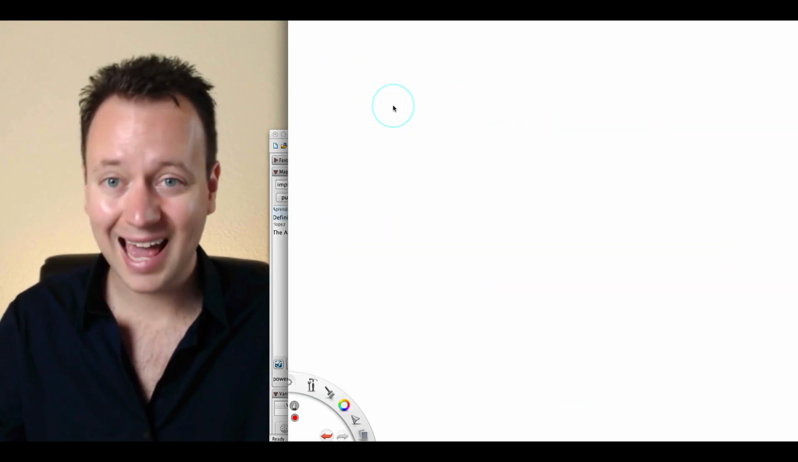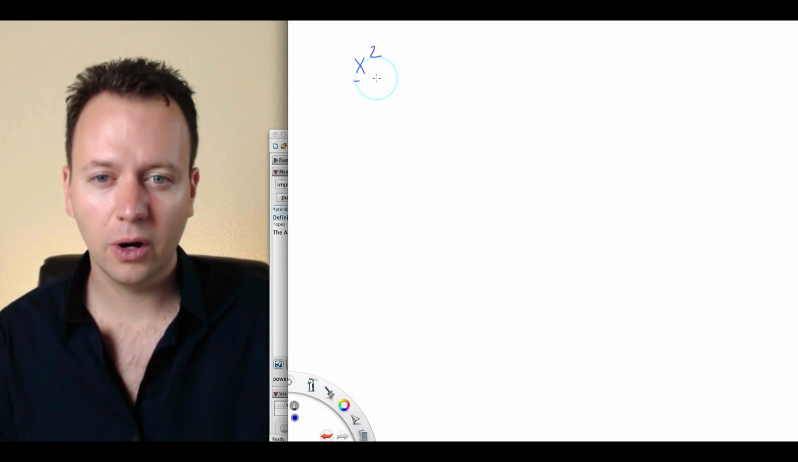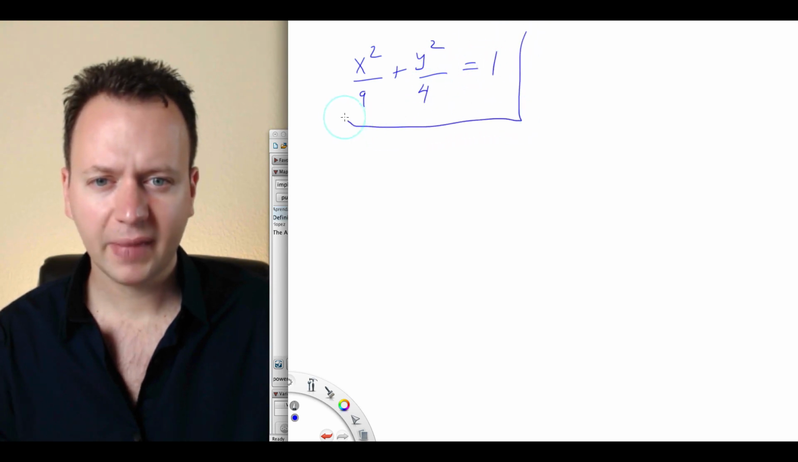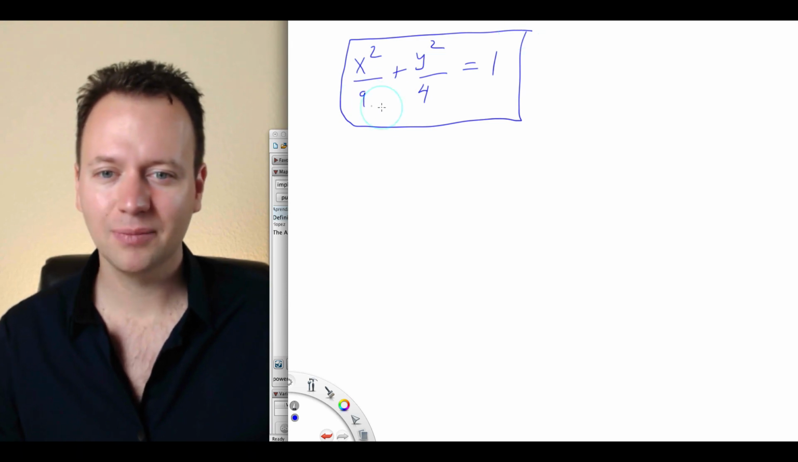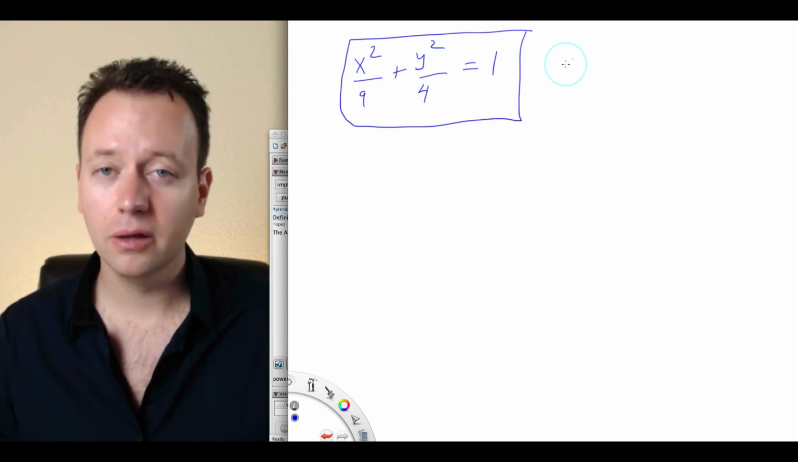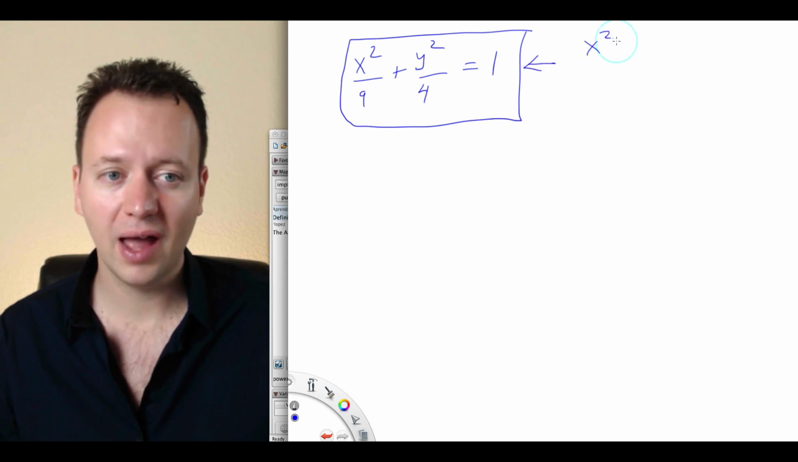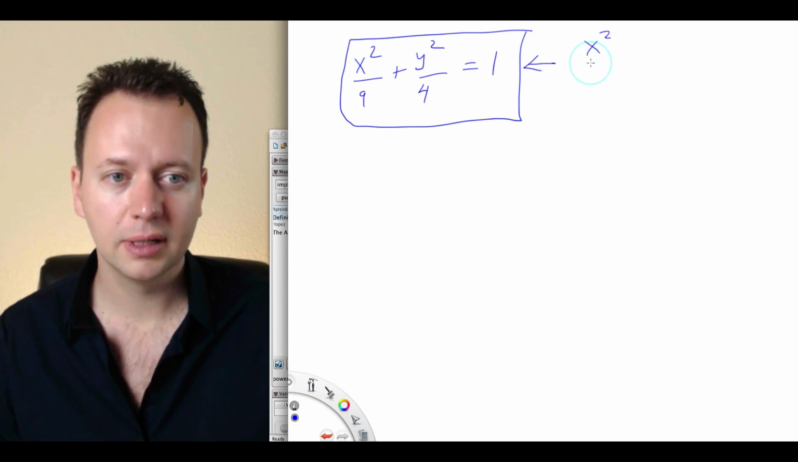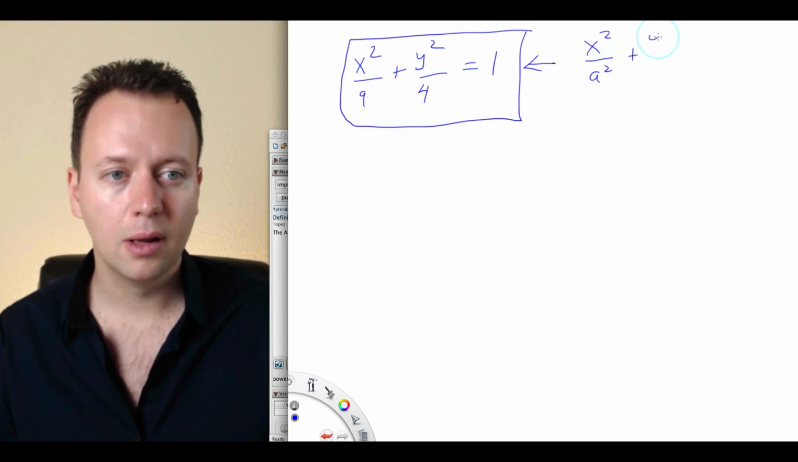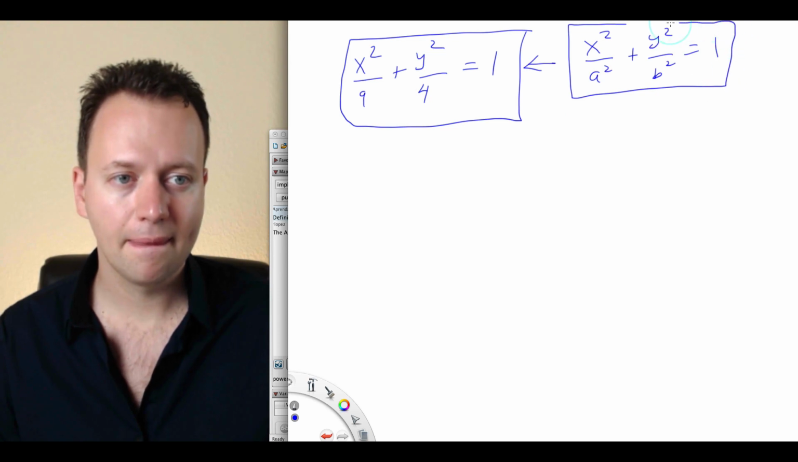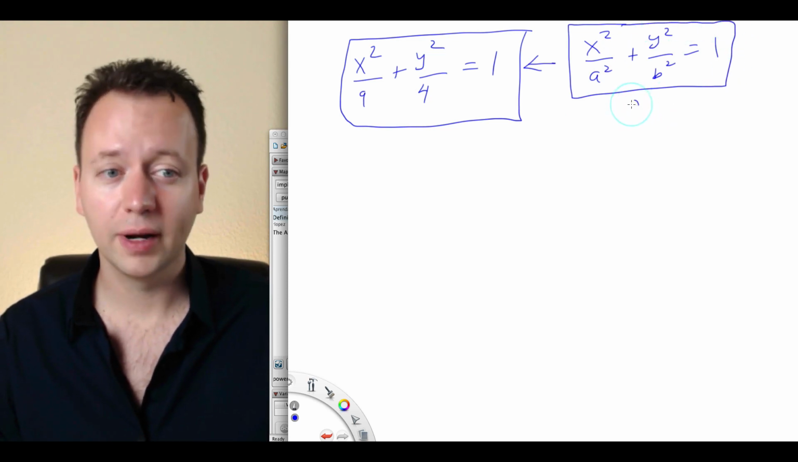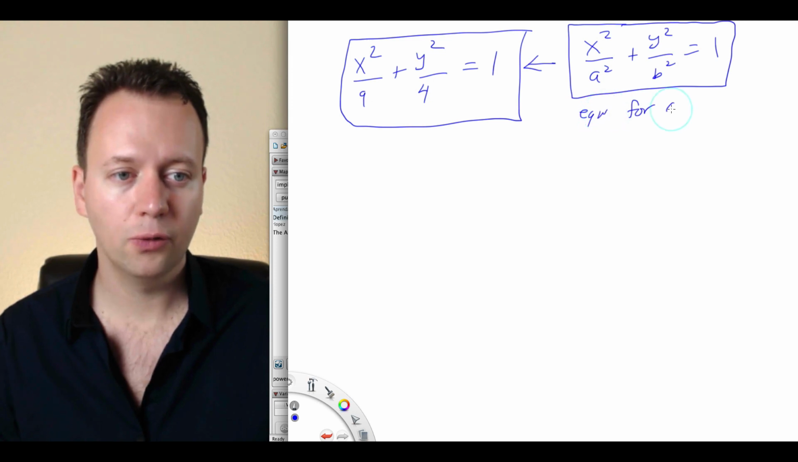So let's first examine what this equation might represent. Here we have x squared over 9 plus y squared over 4 is equal to 1. It's certainly similar to the equation for the circle, except we have something else going on in the denominator. This is an instance of a more general family of equations: x squared over a squared plus y squared over b squared is equal to 1. So this is an equation for an ellipse.